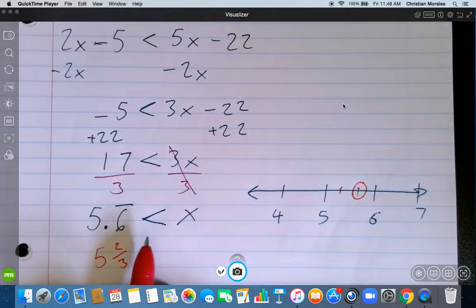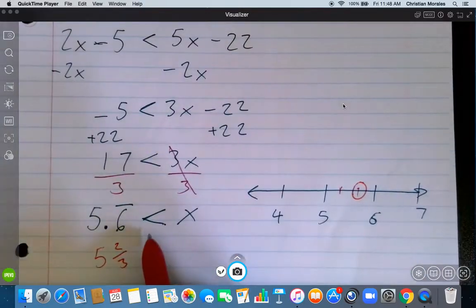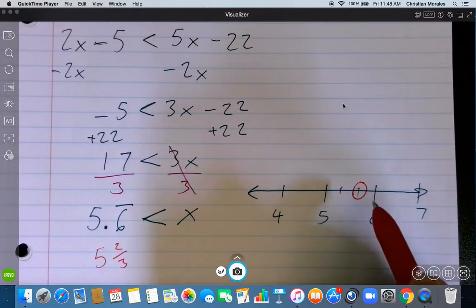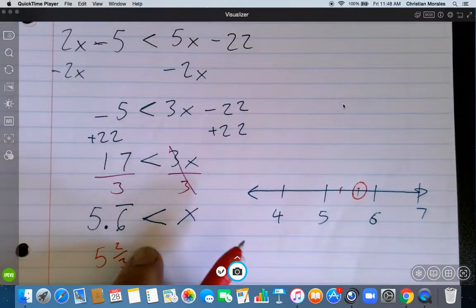And then I would ask you, do I shade it in? Do I leave it open? Or sorry, do I close it and shade it in? Is it equal? Or do I leave it open because it's not equal? I leave this open. I don't shade it in. There's no line underneath it.